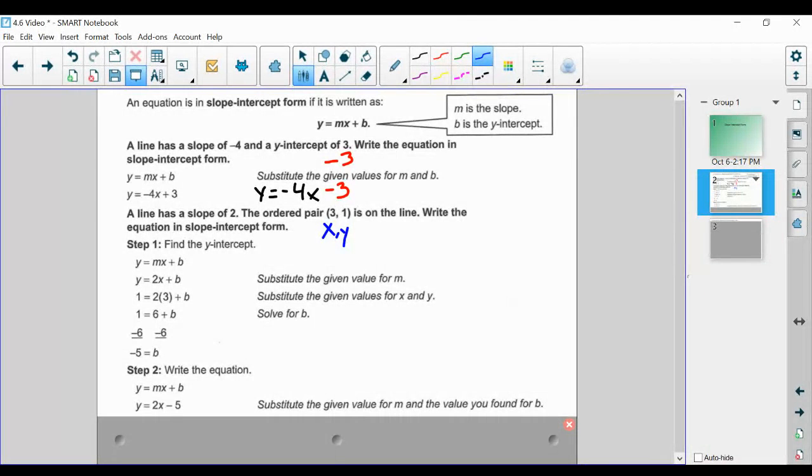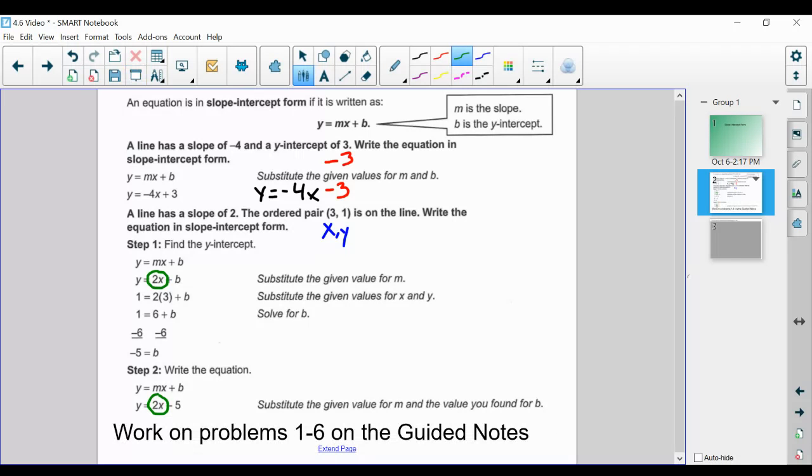Notice something real quick. We started out knowing that it's y equals 2x plus b. So our slope times x. Well, guess what? We still have 2x minus 5. All we did there was find the b value and replace that b with the value of -5.